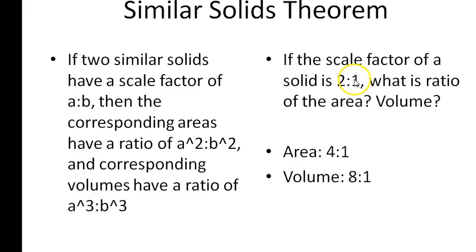So, for example, if the scale factor of a solid is 2 to 1, what is the ratio of the area? It's going to be 2 squared to 1 squared, so it's 4 to 1. And then the volume is going to be 2 cubed to 1 cubed, which is going to be 8 to 1.